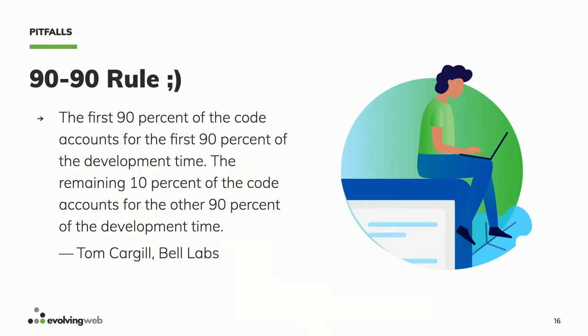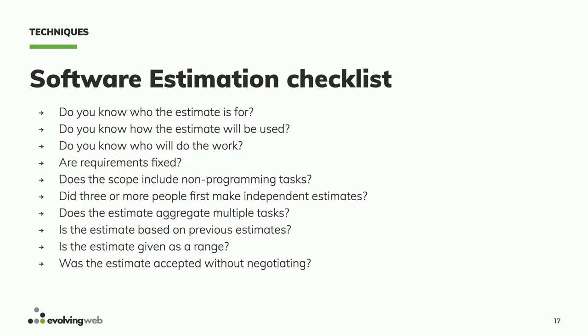And then there's a very important rule in software estimation, which is the first 90% of the code accounts for the first 90% of development time, and the last 10% of the code accounts for the last 90% of development time. So it adds up to 180. That's the rule. That's good. So I have a software estimation checklist, but I think I'm running low on time. We'll come back to it.